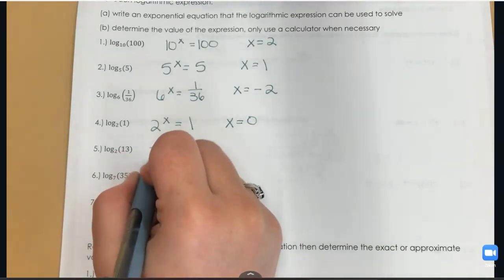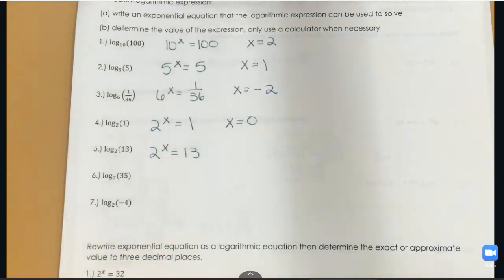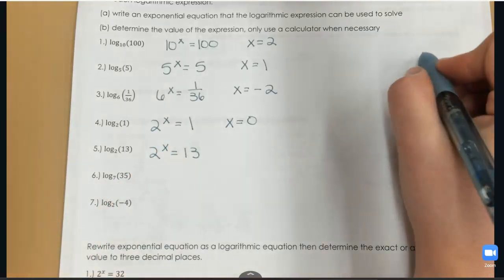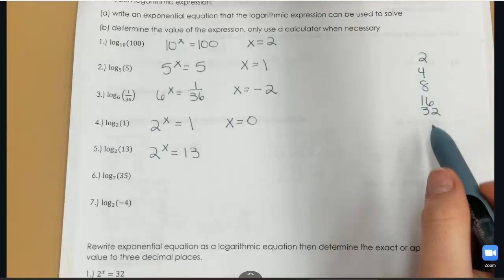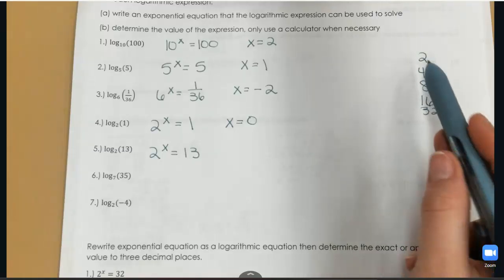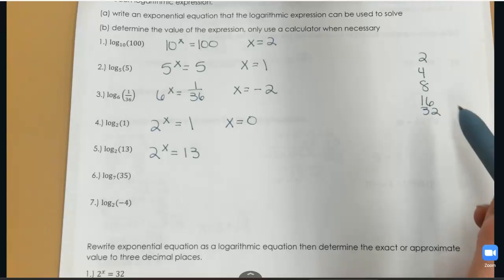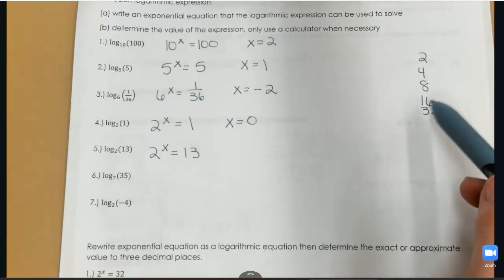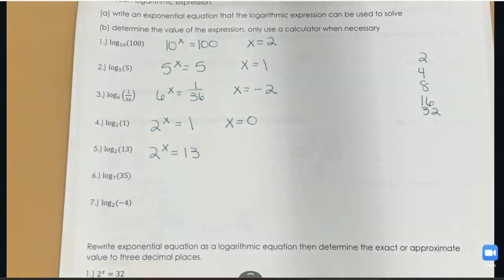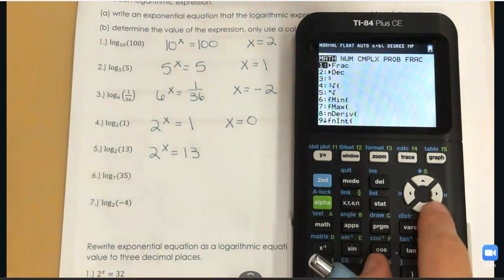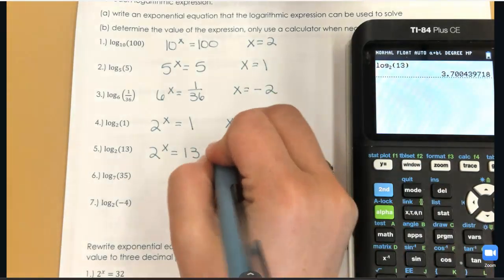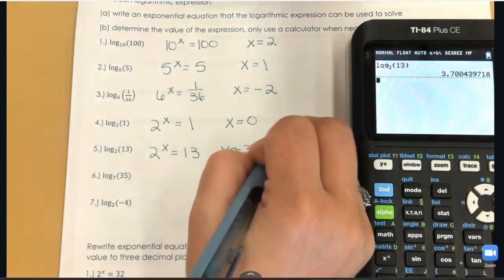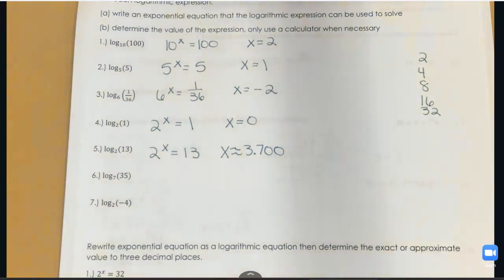Log base 2 of 13, that means 2 to the x power equals 13. And if we recall our powers of 2 that we started on the front, we have 2, 4, 8, 16, 32, and so on. 13 is not in here as a perfect power of 2. It's going to be somewhere between 8 and 16, which means it's going to be between 3 and 4, and this is where I would need a calculator to evaluate. So again, math, go down to A, log base 2 of 13 gives us 3.700, and that was matching with my prediction, somewhere between 3 and 4.